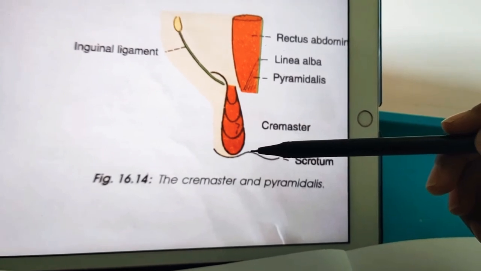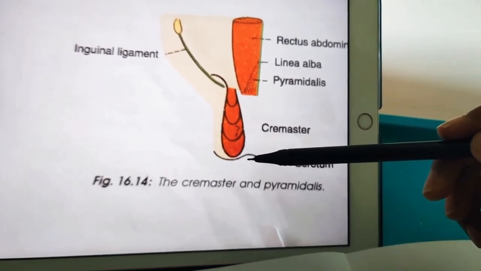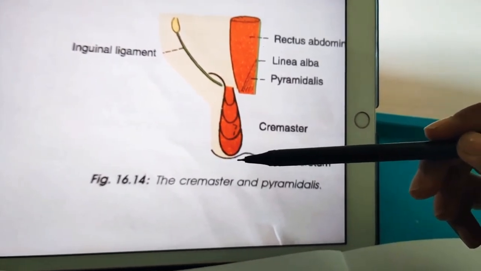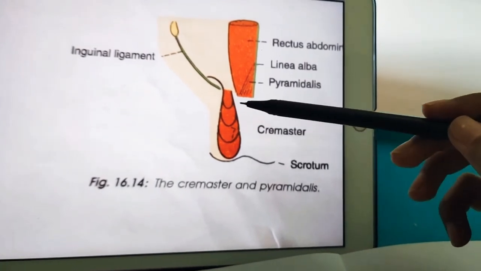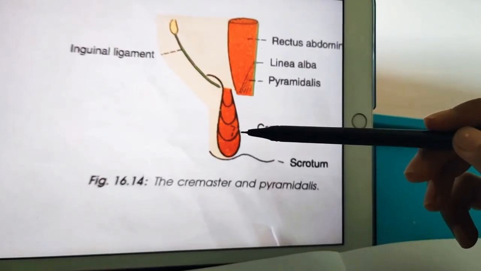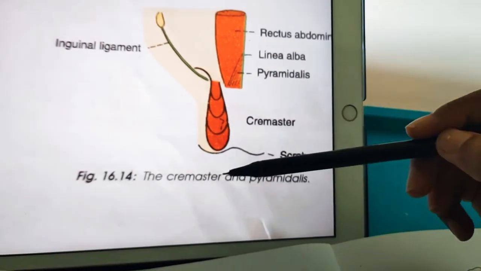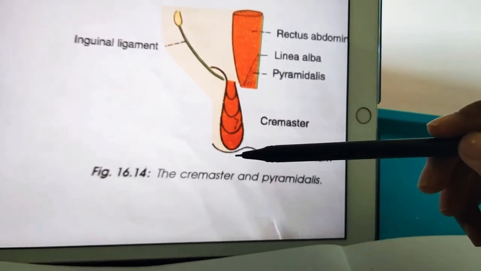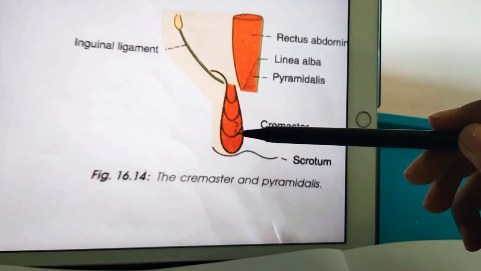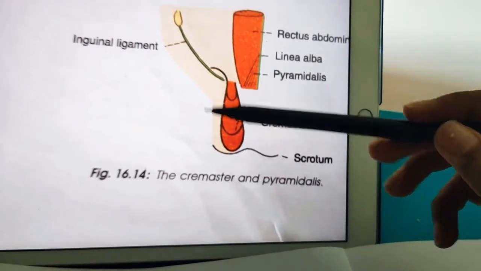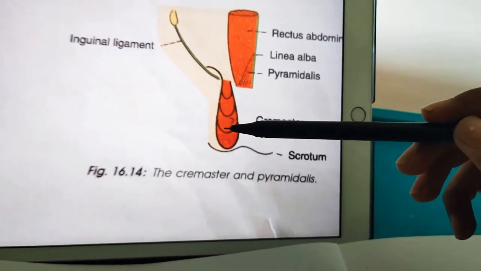And along the intervening connective tissue, the muscle loops form a sac-like cremasteric fascia around the spermatic cord and testes, and it lies deep to the external spermatic fascia. So it is present deep to the external spermatic fascia, and this cremasteric fascia is around the spermatic cord and testis in the case of males.